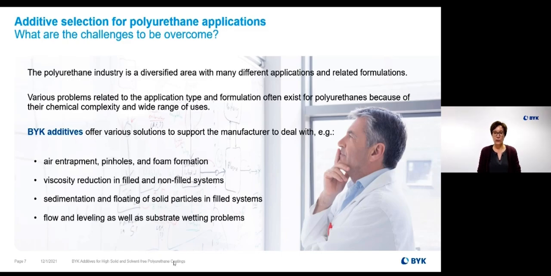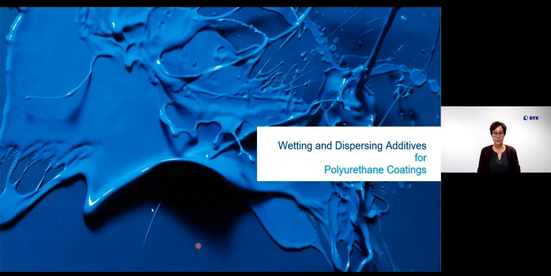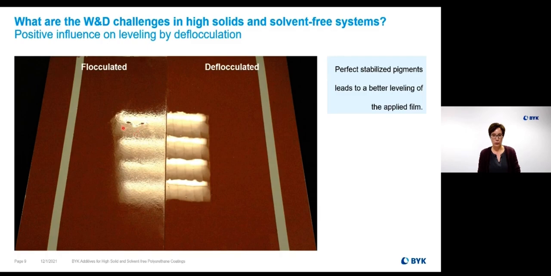Let's start with wetting and dispersing additives for pigmented systems. I would like to start with a two-pack top coat. This top coat was applied with airless application on steel panels. The dry film thickness was around 50 microns. And here on this page, you see now two panels. Left-hand side, the top coat was without wetting and dispersing additive. And right-hand side, it was the same top coat, but here in that case with wetting and dispersing additive.